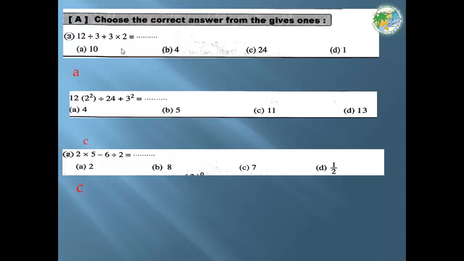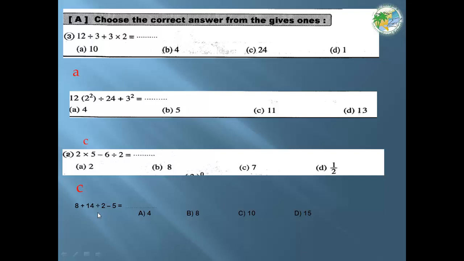How? 2 times 5 equals 10. 10 minus 6 divide 2, sorry. 6 divide 2 equals 3. Then 10 minus 3, of course, equals 7. Fine.